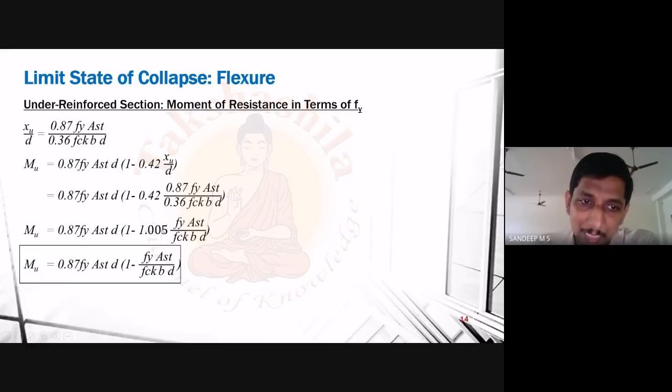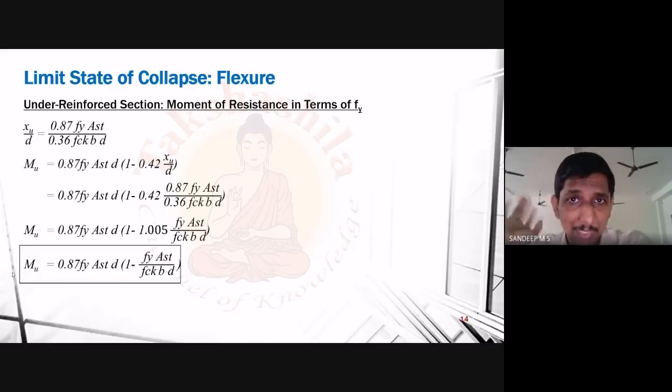Therefore, what will be my final expression? My final expression will be Mu is equal to 0.87 Fy AST into D into 1 minus Fy into AST by FCK into BD. This term is assumed to be equal to 1. So that is what is written here. And this is the final expression for moment of resistance, which we will be using if we are designing or analyzing an under reinforced section. Please note, this will be the final expression that we will be using for analysis or design type of problem for the calculation of moment of resistance in the case of an under reinforced section.